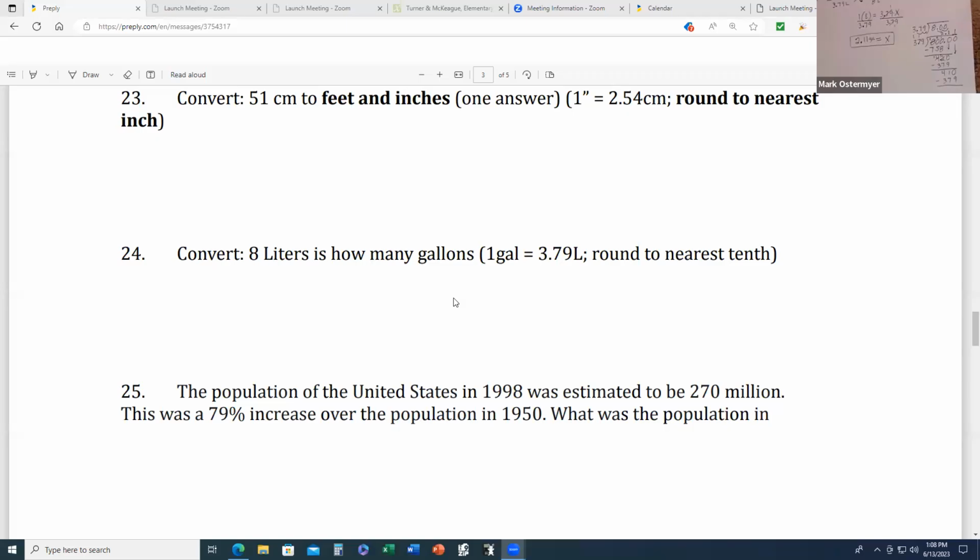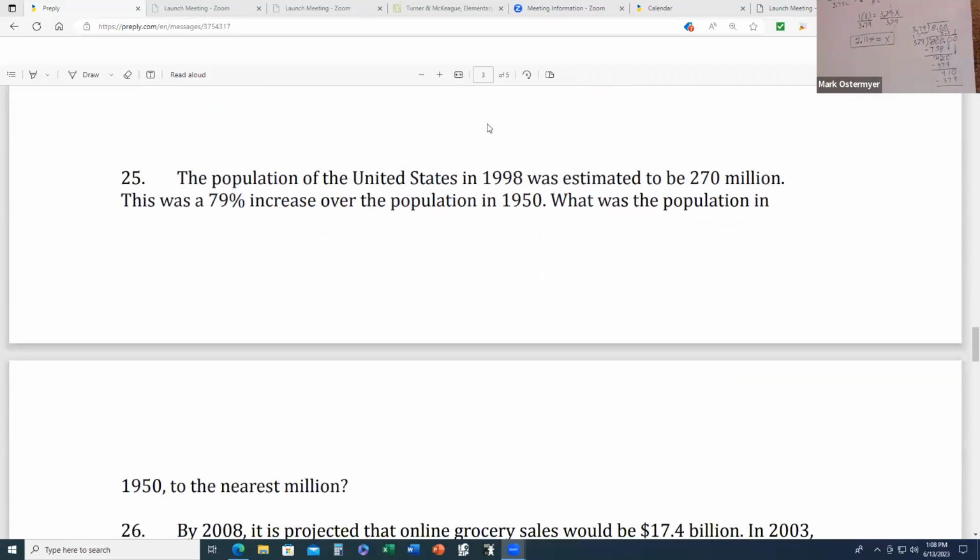Well, that's good. I'm very nervous. All right, number 25. The population of the United States in 1998 was estimated to be 270 million people. There was a 79% increase over the population in 1950. What was the population in 1950 to the nearest million?